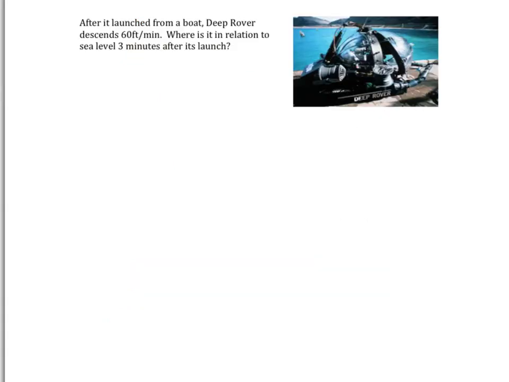Now that we know the rules for multiplying and dividing positive and negative numbers, let's see if we can work this problem here. After it launched from a boat, Deep Rover descends 60 feet per minute. Where is it in relation to sea level 3 minutes after it launches?